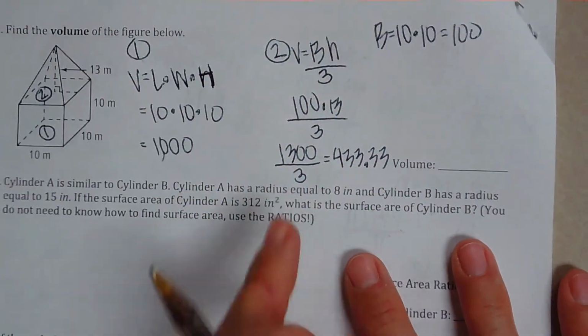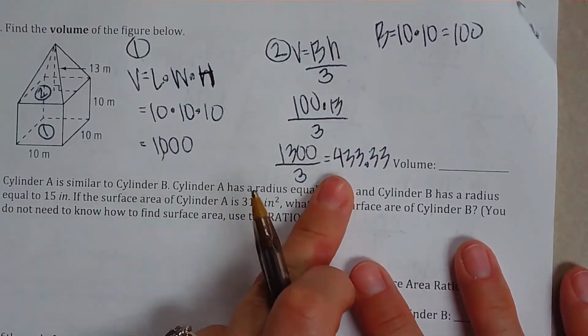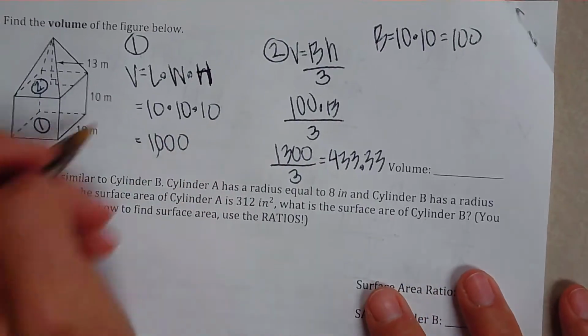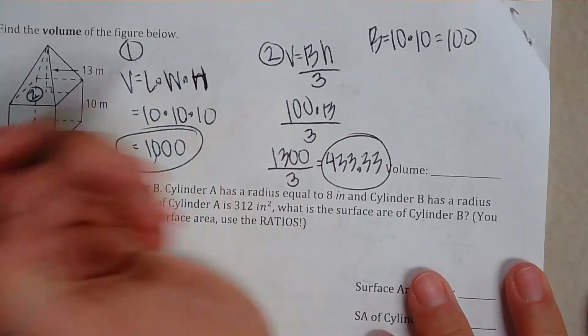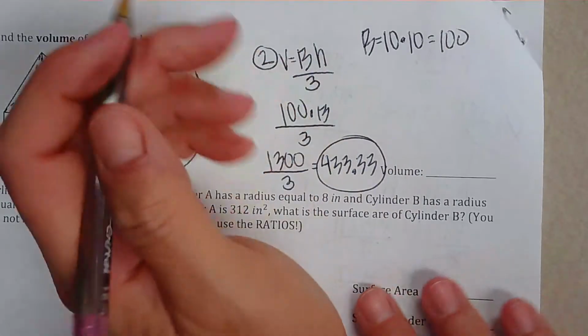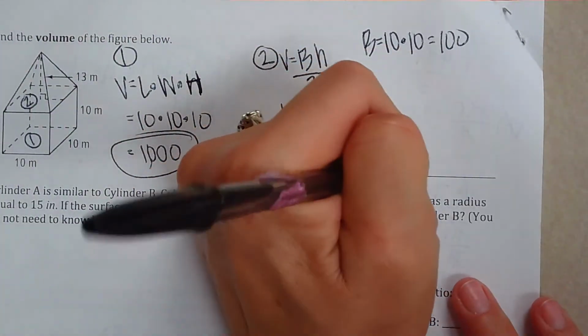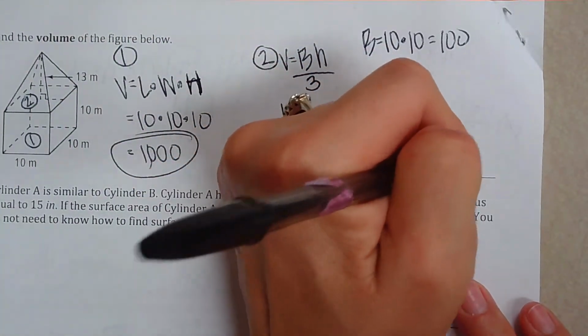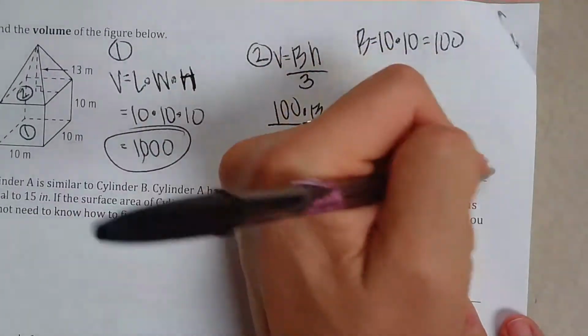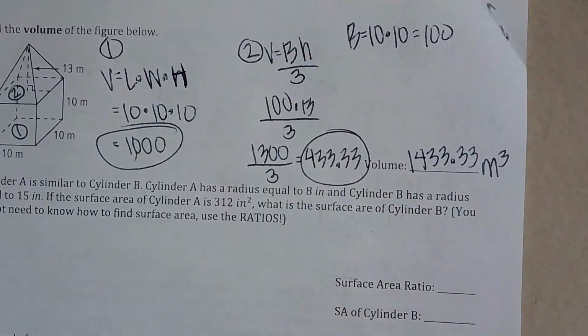And again, we get to add them together. So the area here and the area here, we add them together. I mean, not area, volume, to get 1,433.33, and those are meters cubed.